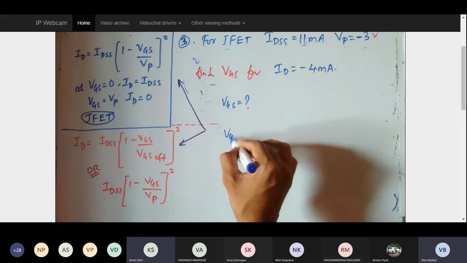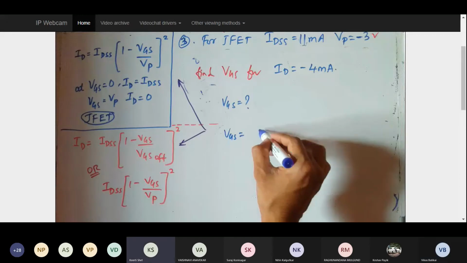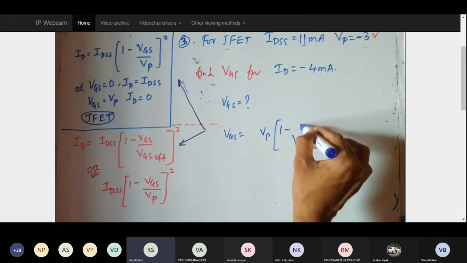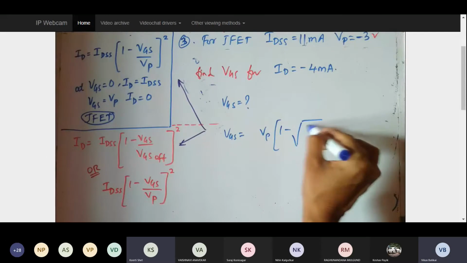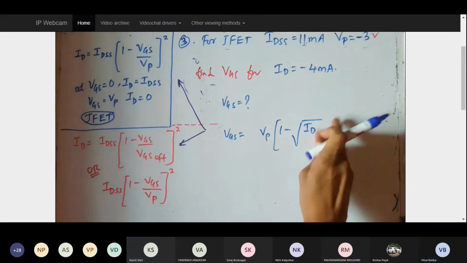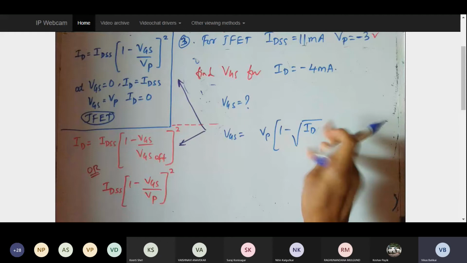VP into 1 minus square root of ID divided by IDSS. ID by IDSS. Thank you. Yeah, what answer did you get?